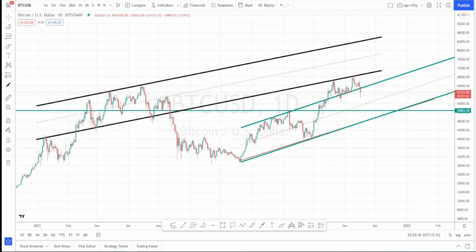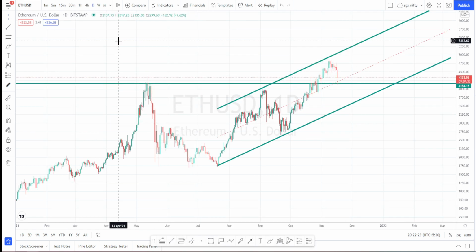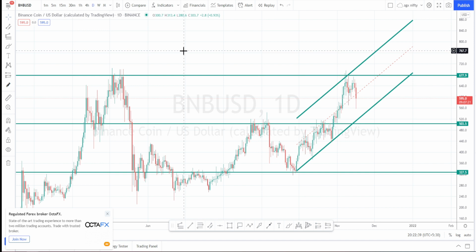Today we are going to be doing technical analysis in cryptocurrencies. First we'll start the analysis in Bitcoin. Next we'll go for the Ethereum coin. Finally we'll do analysis in Binance coin.